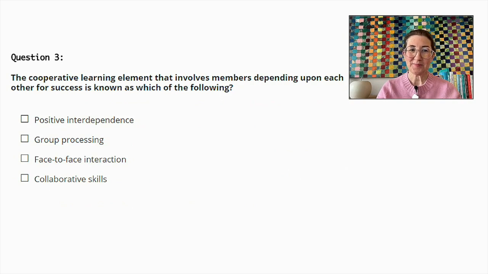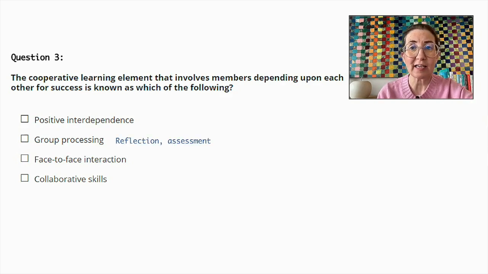Question number 3. The cooperative learning element that involves members depending upon each other for success is known as which of the following? Positive interdependence, group processing, face-to-face interaction, or collaborative skills. Group processing is not the right term here, as it refers to reflecting on and assessing group performance for future improvement. So let's eliminate that.